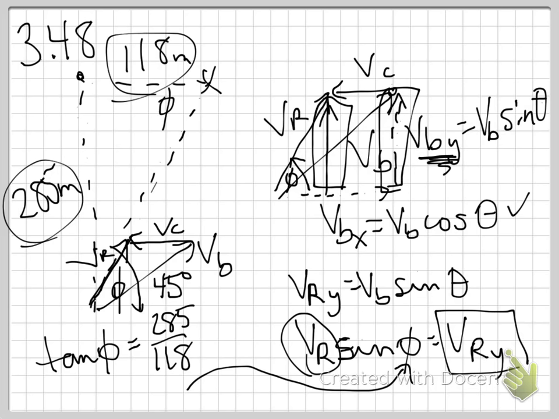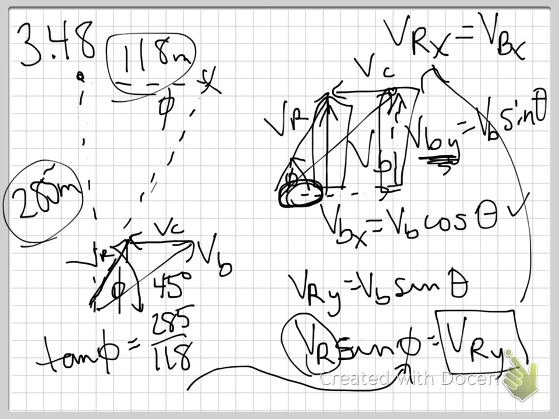Then once you have VR, you can do VR in the x. Sorry, I'm going up here now. VR in the x equals, and that's this component right here. Yeah, my way is way more complicated. It is equal to VB in the x minus VC in the x, which VC in the x is what VC is, and that's the answer you're looking for. So you can find it doing it that way.